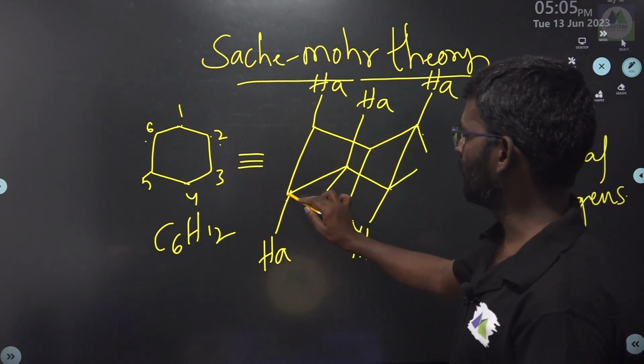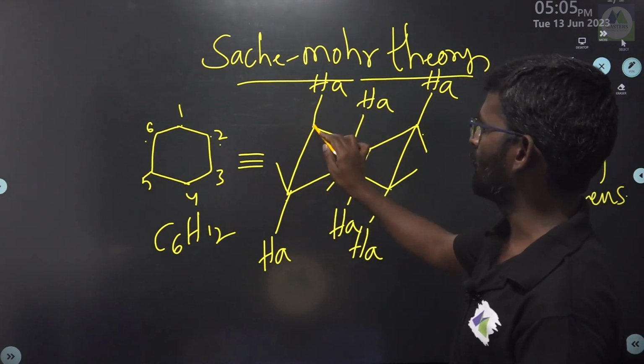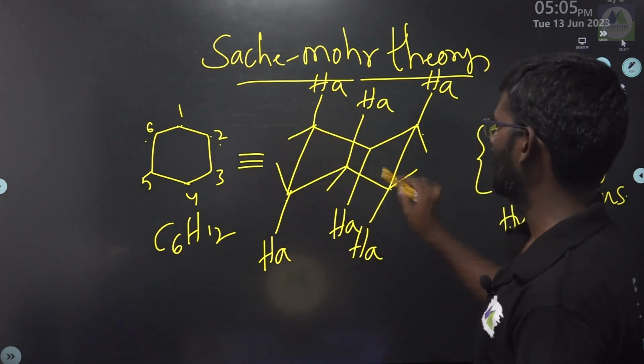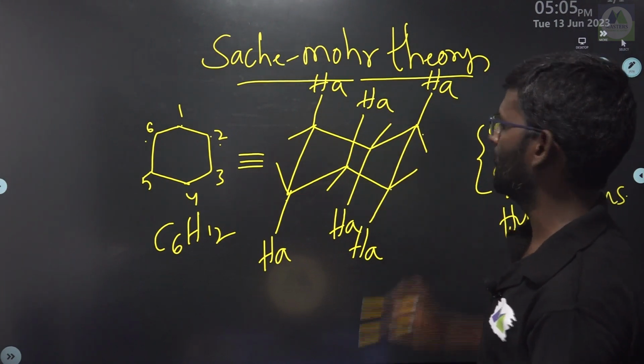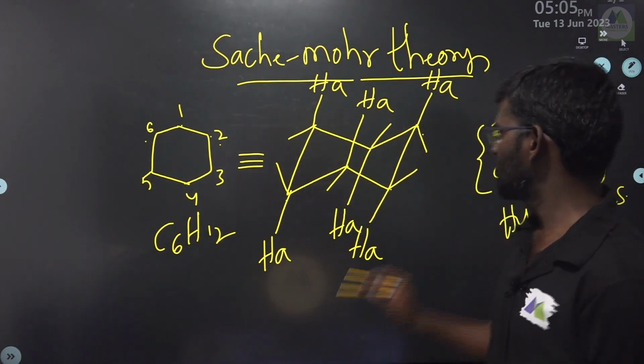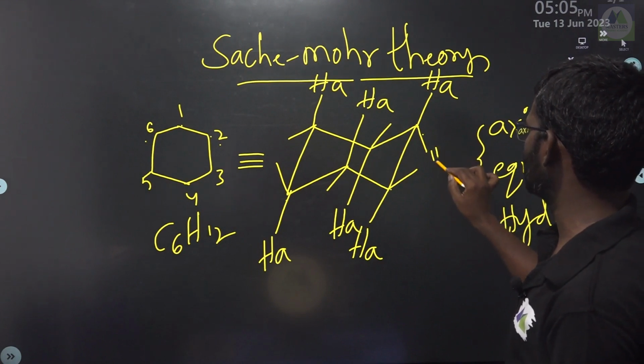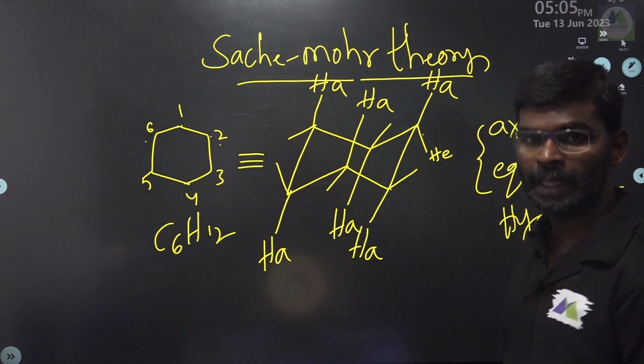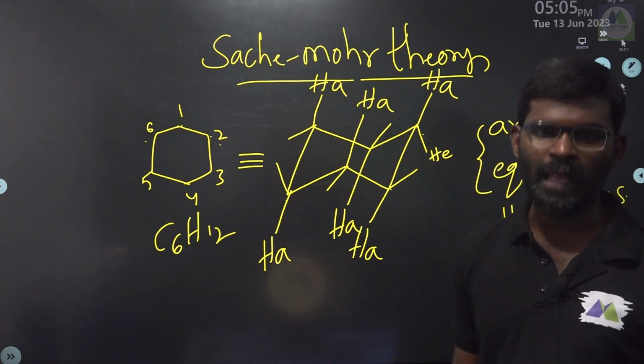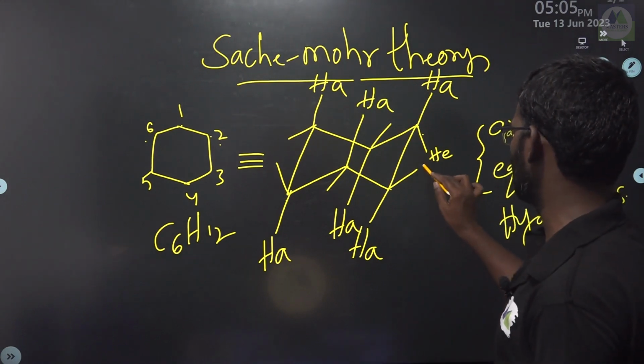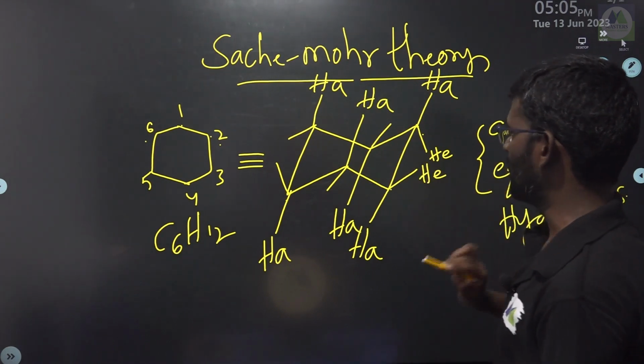Here already downside, then go to upside. Here already upside, so we can write downside. Here already downside, so we can write upside. So this is called equatorial. Representation is HE, not helium here, hydrogen equatorial position. Here also hydrogen, equatorial position.